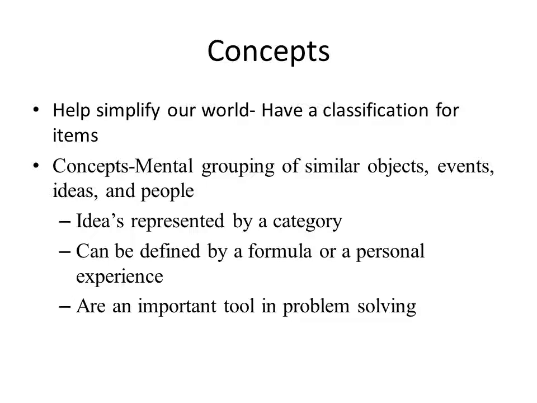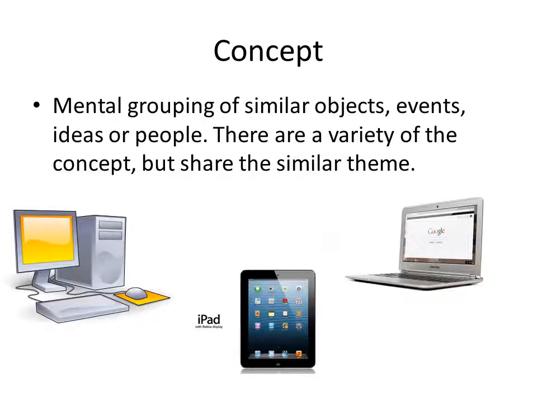Like I said, if you did not have a name or a title or a classification, our world would be really confusing in terms of how we use it. If you didn't know what a ball is, that it's round, that you can throw it, if we didn't have classifications for that, it would, again, be very confusing. Here's some examples. If I said the concept is technology, a bunch of different images can start popping into your head. An iPad, a computer, a laptop. They're mental groupings of similar objects, events, or ideas. There are a variety of concepts, but they share a similar theme. So the theme here is technology.